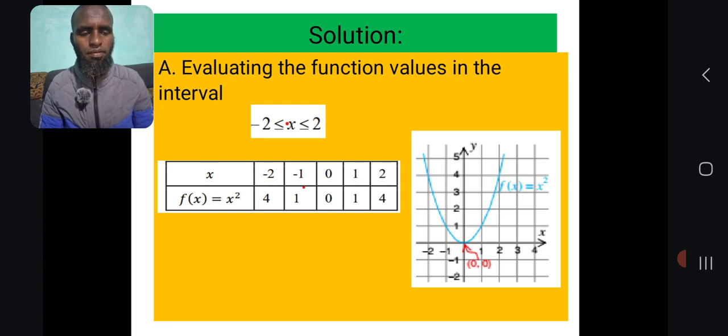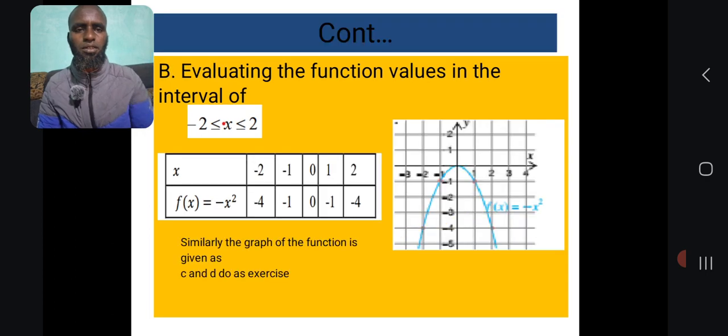When it is negative, it will be downward, and when it is positive, it is upward. Only the numbers change. For example, if it is 2x squared in place of x squared, at minus 2 we will have minus 2x squared or 2x squared, which means we cannot find the value of y to be 4. It is different. Very nice.